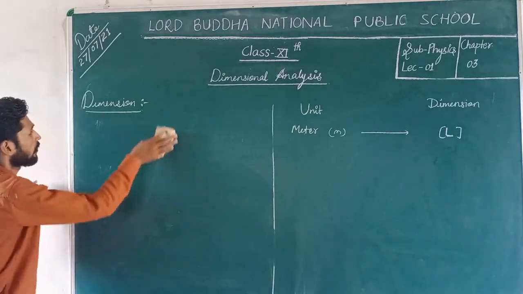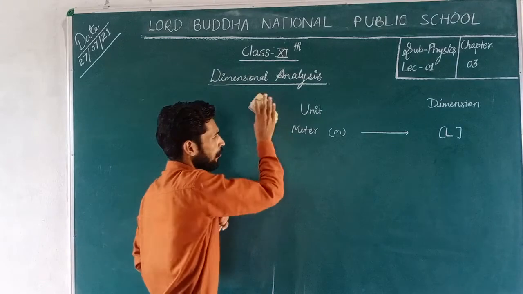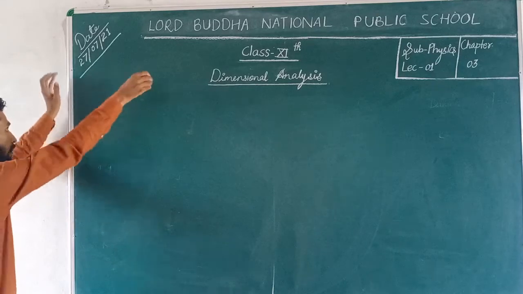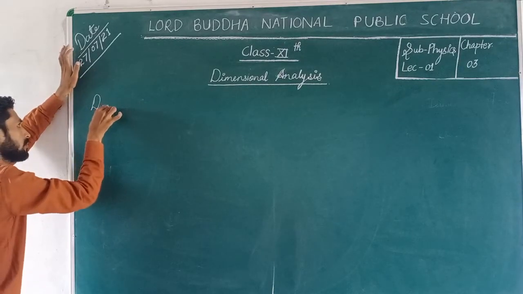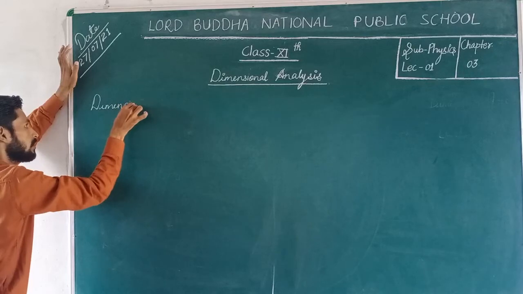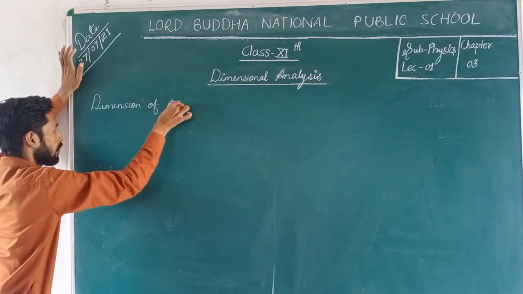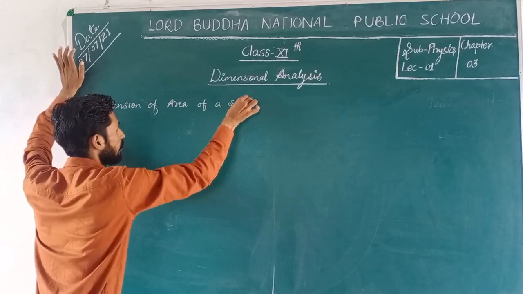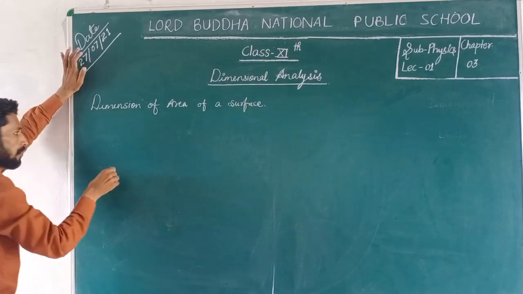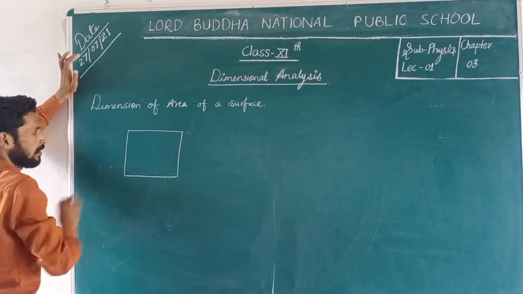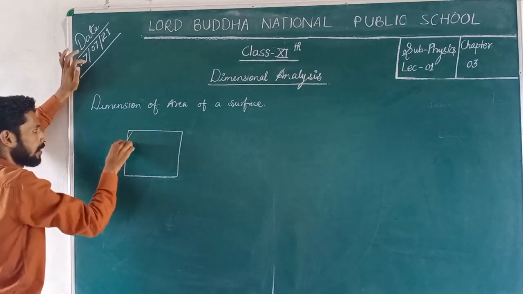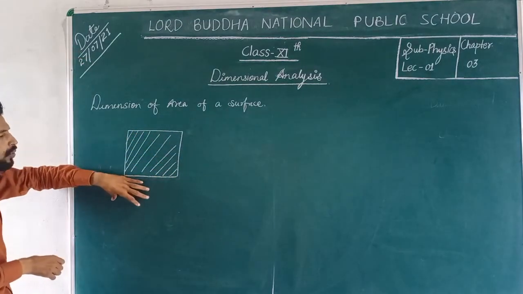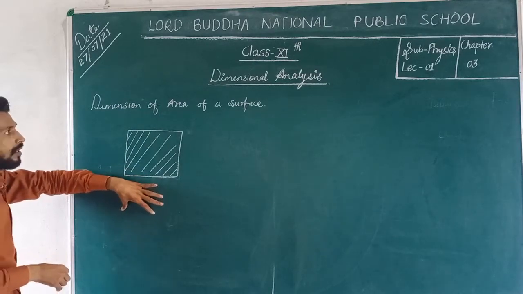Okay. Now we are going to check the dimensions of the physical quantities. For example, dimension of area, dimension of area of a surface. So suppose that there is a rectangular surface and we want to check that area, and we have to calculate the dimension of the area.